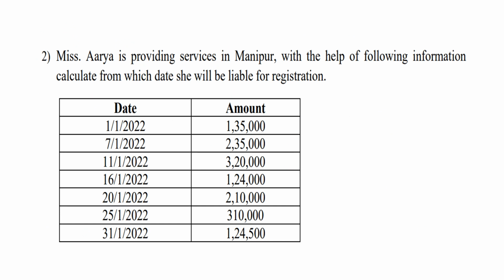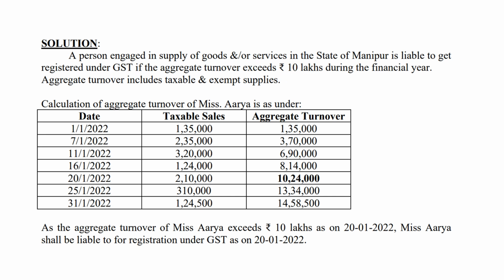Miss Arya is providing service in Manipur with the help of the following information. Calculate from which date she is liable for registration. So dates are given and amounts are given. So what is the information here? She is providing service in which state? Manipur. So Manipur is a special category state and the limit will be 10 lakhs. So let's see the solution for this problem sum.